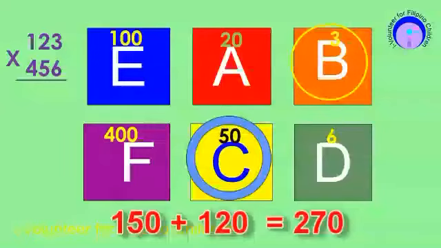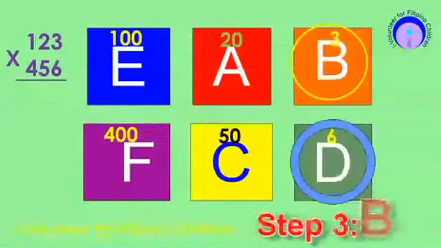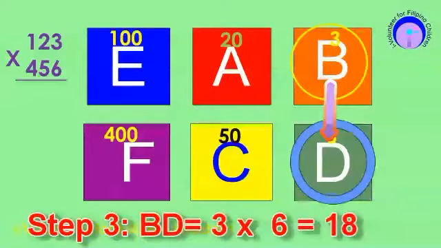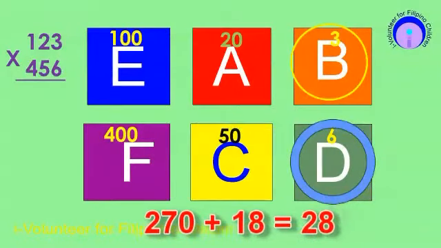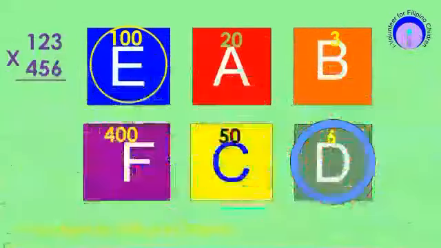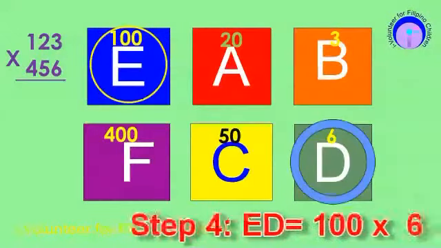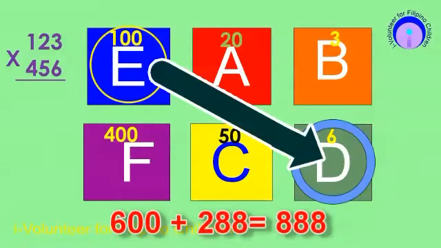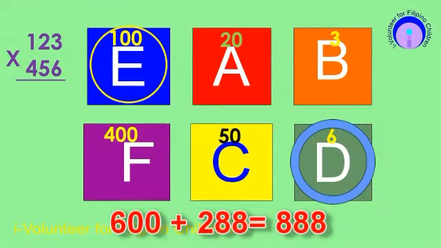Remember 270. Step 3. Find BD. 3 times 6 is equal to 18. Now, add 18 to the previous answer. 270 plus 18 is equal to 288. Step number 4. Find ED. 100 times 6 is equal to 600. 600 plus 288 is equal to 888.